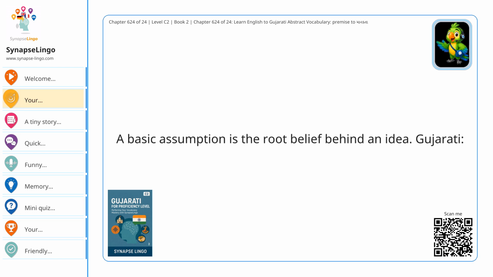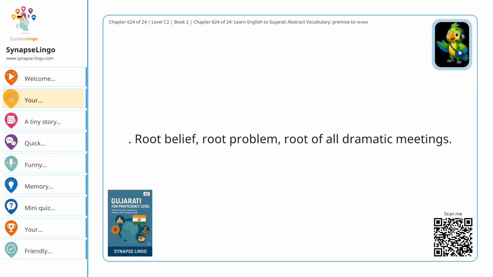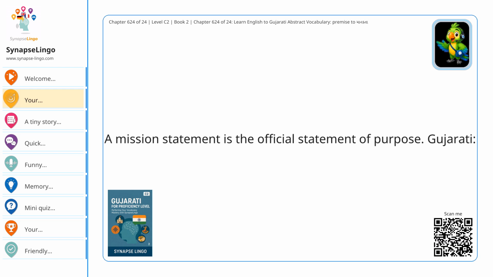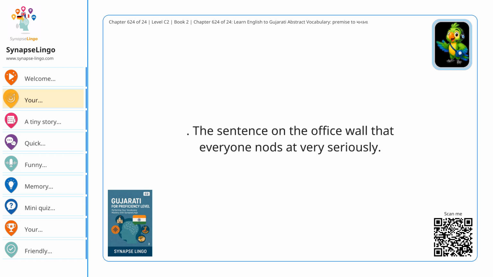A basic assumption is the root belief behind an idea. Gujarati. મૂળ માન્યતા. Root belief, root problem, root of all dramatic meetings. A mission statement is the official statement of purpose. Gujarati. ધ્યેય નિવેદન. The sentence on the office wall that everyone nods at very seriously.